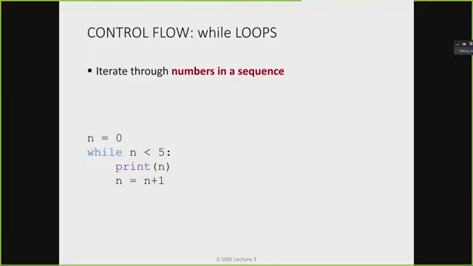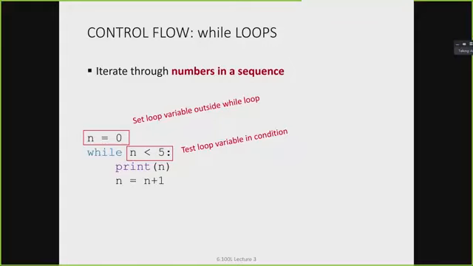So another thing we can do with while loops is to iterate through numbers in a sequence. If we do this, there's a really common pattern, which actually leads us to the next kind of loop we're going to see on the next slide. But the pattern, when you want to iterate through numbers in a sequence, is you first set a loop variable before the while loop. Inside the condition for the loop, you do some sort of check with that variable. So n was my loop variable outside the loop, and then I test it inside the while loop. So n is less than 5.